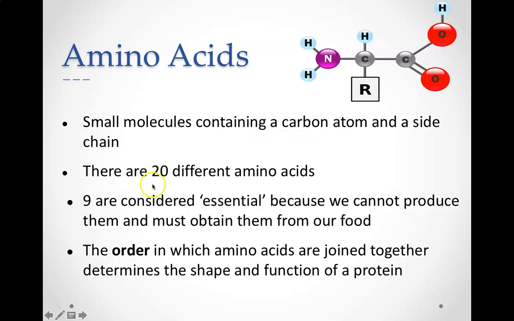So the order in which amino acids are joined together and the folding process will determine the shape and function of a protein. So it's kind of this long list of amino acids in order, and that order is what makes all the difference. That's what actually tells the protein what type of protein it's going to be.